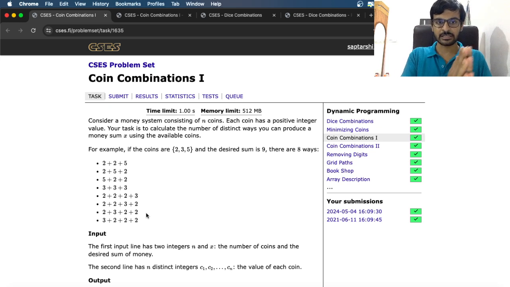The problem says that there is a money system with n coins and each coin has some positive integer value. It's like a denomination. And using those coins, what is the number of distinct ways to produce a money sum x using the available coins? So basically, some coins are given: 2, 3, 5, and using that we have to produce 9. These are the coin types, and for each particular type we have many coins. Of value 2 we have infinite coins, of value 3 infinite coins, and so on for 5 as well. And then we have to prepare this sum. So how many ways are there to prepare that?